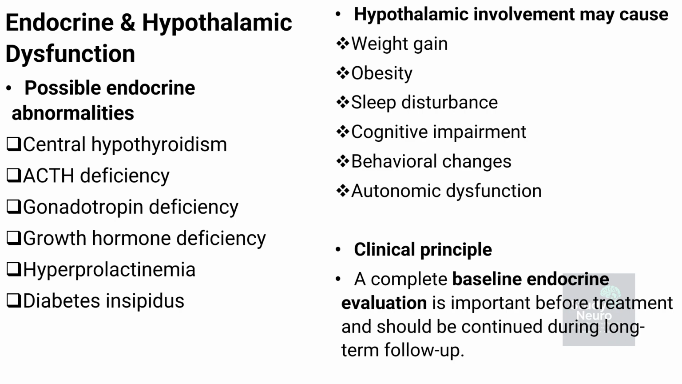When the hypothalamus is involved, patients may develop excessive weight gain or obesity because appetite and energy regulation are disturbed. Sleep problems, cognitive impairment, behavioral changes, and abnormalities of autonomic function can also occur when hypothalamic pathways are affected. A complete endocrine assessment should therefore be performed before treatment and repeated during long-term follow-up because hormone deficiencies may persist or develop after surgery or other treatment.